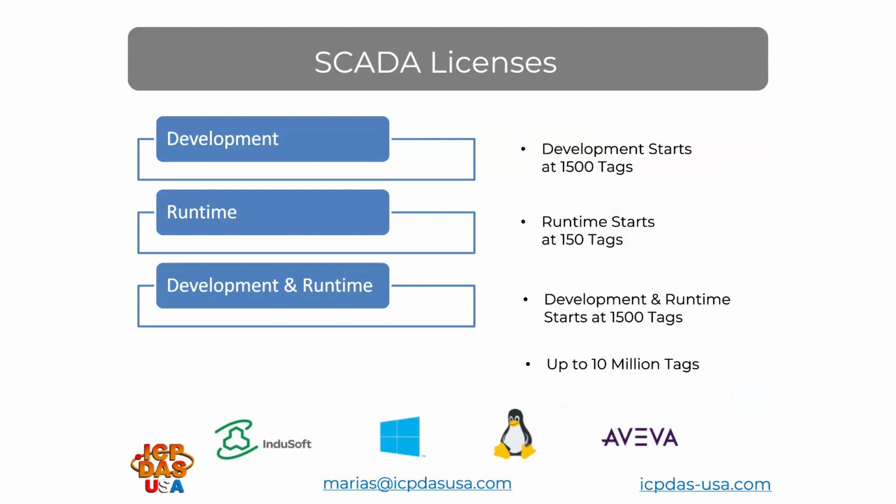Development licenses start at 1,500 tags, runtime licenses start out at 150 tags, and development and runtime in one licenses, those start at 1,500 tags. Up to 10 million tags are available. The runtime licenses can be purchased for use on different operating systems, including Windows Desktop, Windows Embedded Compact, Windows Embedded Standard, Windows Server, and Linux.